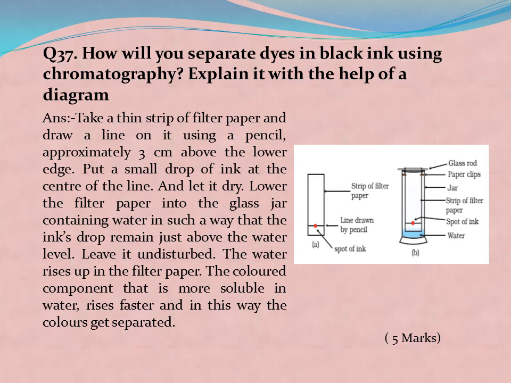Lower the filter paper into the glass jar containing water in such a way that the ink drop remains just above the water level. Leave it undisturbed. The water rises up in the filter paper. The colored component that is more soluble in water rises faster, and in this way the colors get separated.